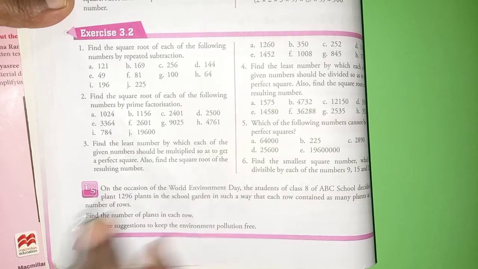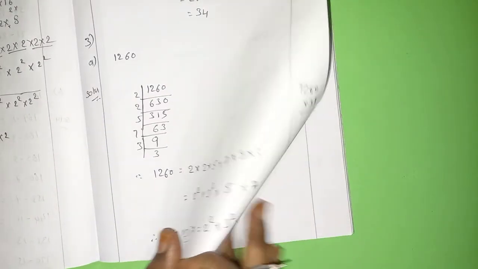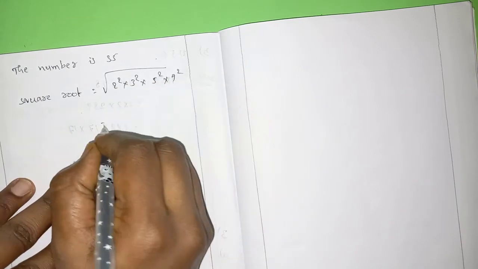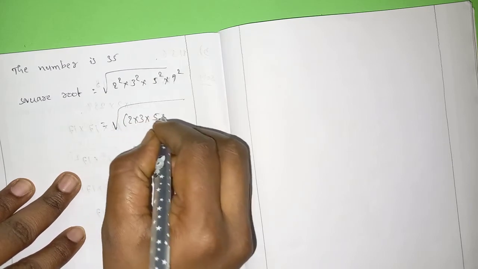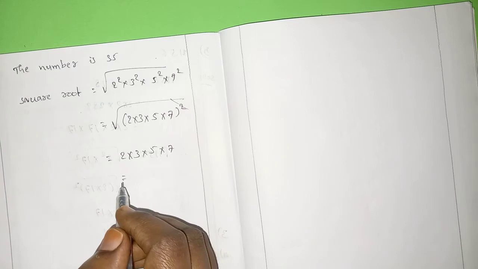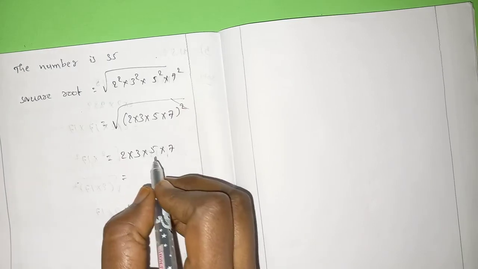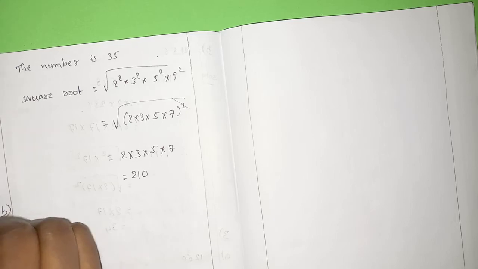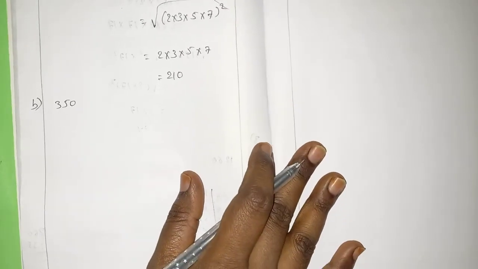Now also find the square root of the resulting number. So the square root is square root of 2 square into 3 square into 5 square into 7 square. That means 2 into 3 into 5 into 7 whole square. Square and square root will get cancelled. 2 into 3 into 5 into 7. 2 threes are 6, 6 fives are 30, and 30 into 7 is 210. 210 is the square root of the number. In the same way, one more question, 350.